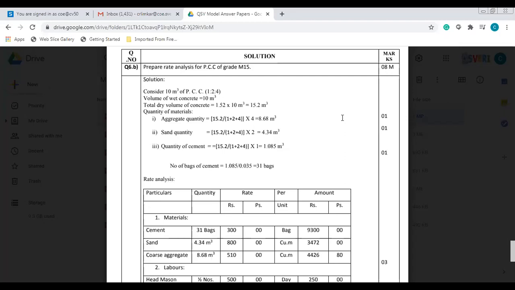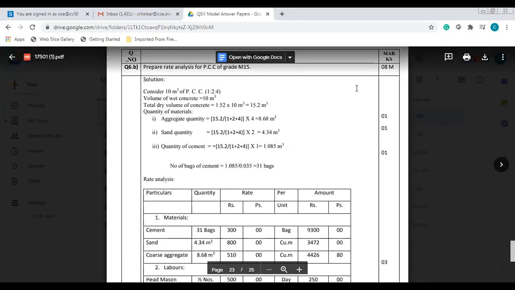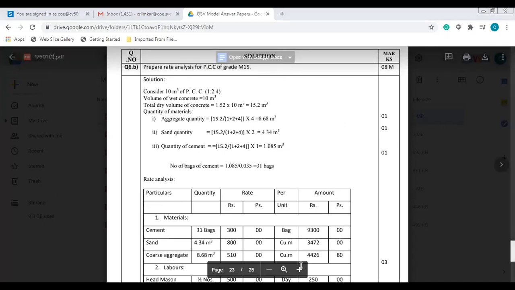For PCC, which grade of concrete have they used? They have used M15 grade of concrete. So for PCC of M15 grade, how much quantity do we require? See, only 10 minutes are left, but still at the end of this lecture you can rejoin the lecture using the same link. The problem which has been asked was: prepare rate analysis for PCC of M15 grade.